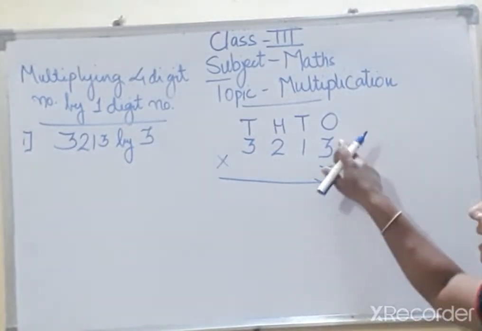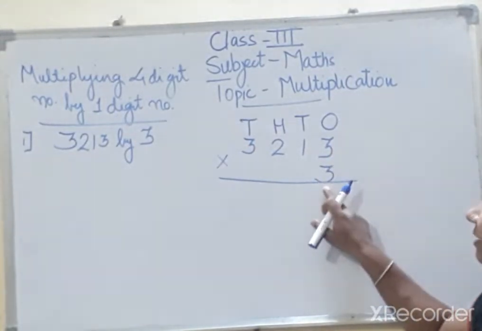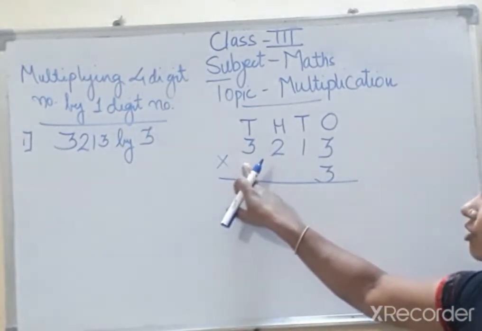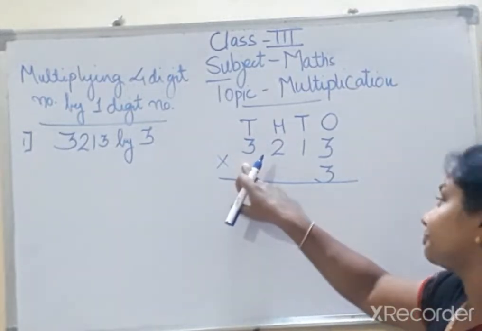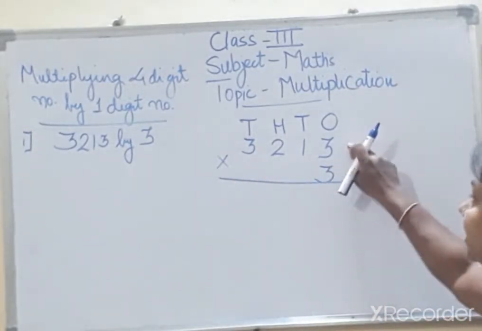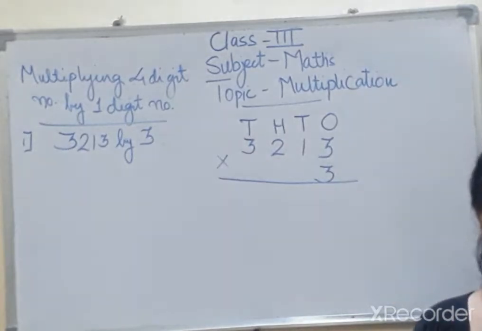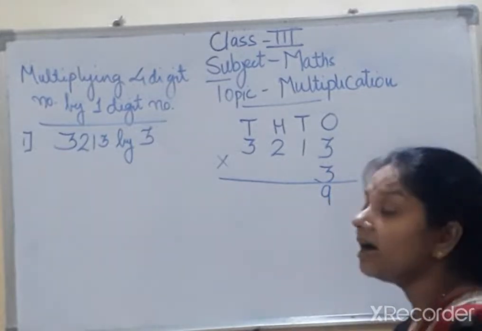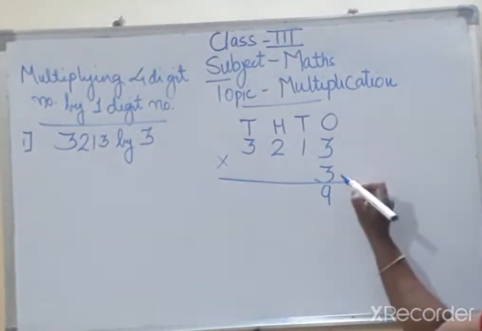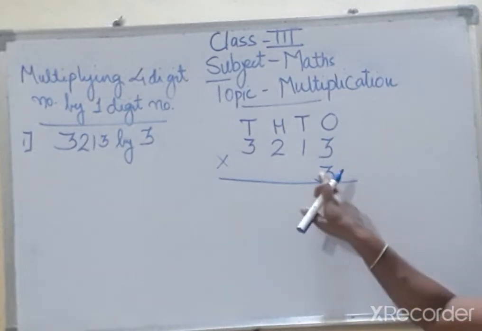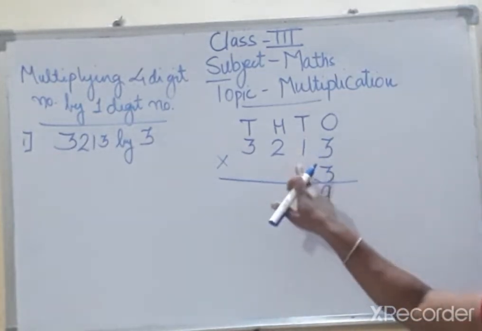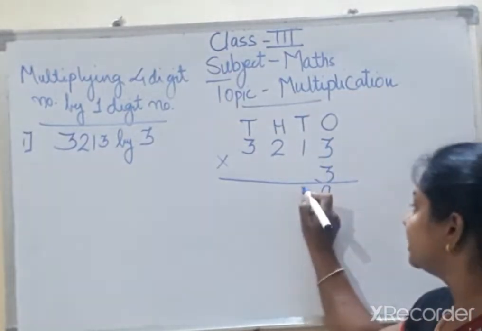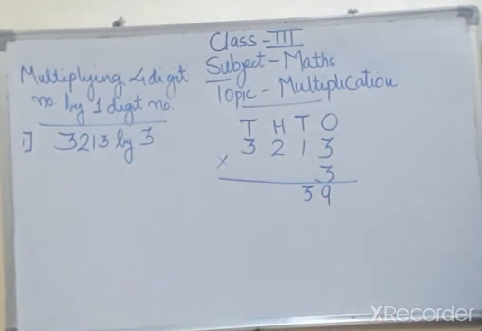First you are going to multiply the ones, then you are going to multiply the tens, then hundreds, and then you are going to multiply the thousands. So let us multiply. 3 threes are, what is 3 threes are? 3 threes are 9. So write it down in the ones column. Now multiply the tens. 3 ones are 3. Write it down in the tens column.